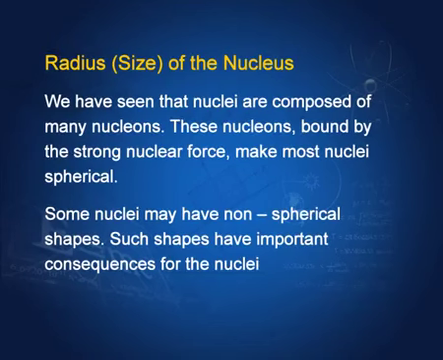What is the radius of the nucleus? We have seen that nuclei are composed of many nucleons. These nucleons, bound by the strong nuclear force, make most nuclei spherical. There is a very strong force and therefore the nucleus tends to be spherical, just like Earth or other planets or stars, which tend to be spherical because of strong gravitational force. So, if they are spherical, what is their radius? That is the question we are going to discuss.